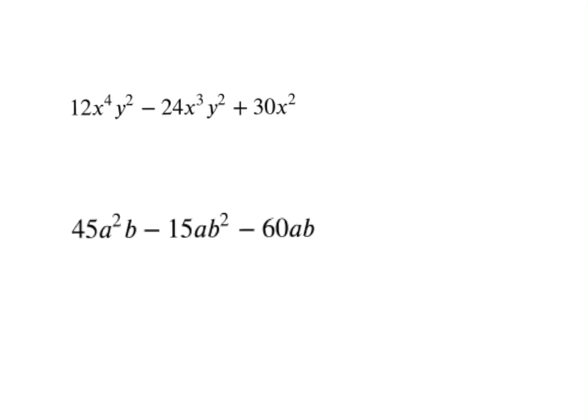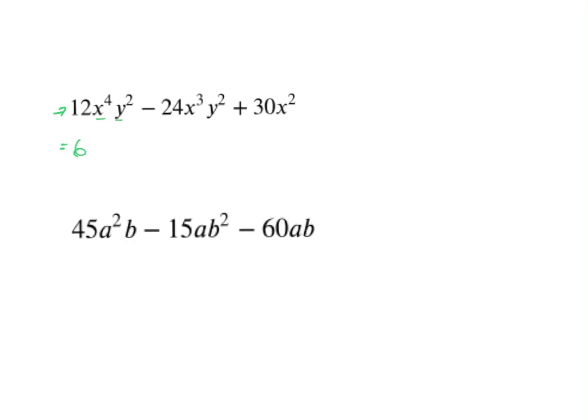All right, so in this one, I'm looking for a greatest common factor between these three terms. I'm going to start with the numbers. So I've got a 12, a 24, and a 30. If I start thinking about numbers that go into 12, 24, and 30, 3, as well as 6. 6 goes into all three of those. 12 goes into 12 and 24, but 12 doesn't go into 30. So our greatest common factor here, number-wise, is going to be 6.